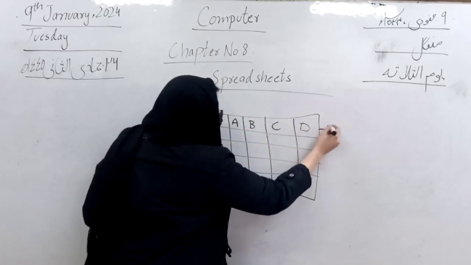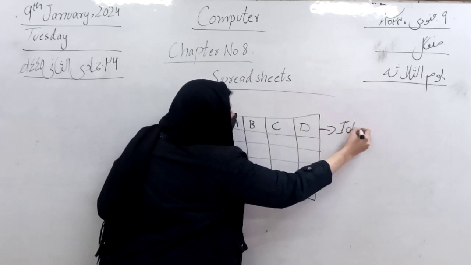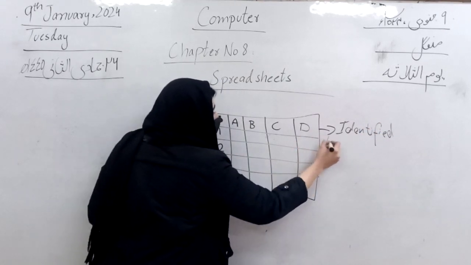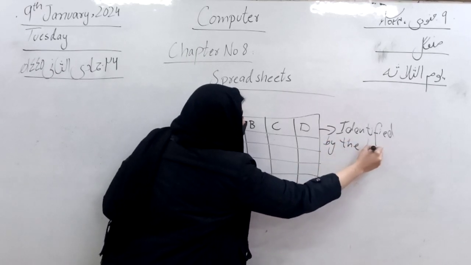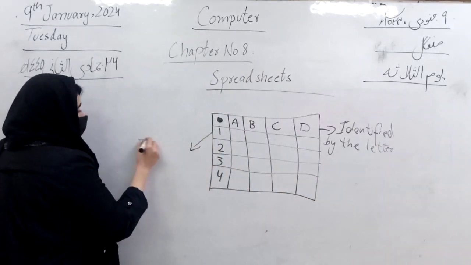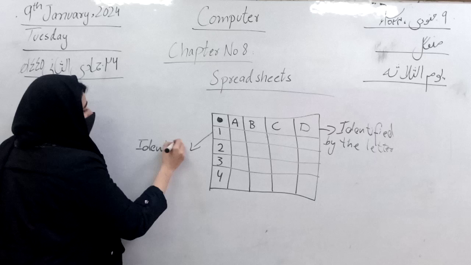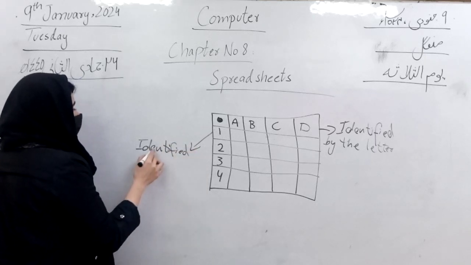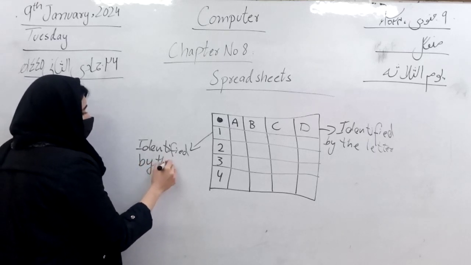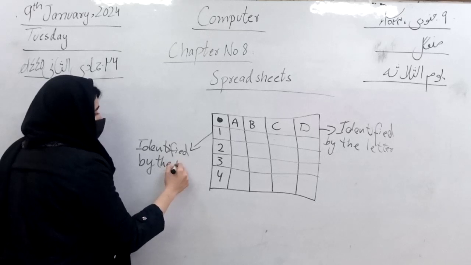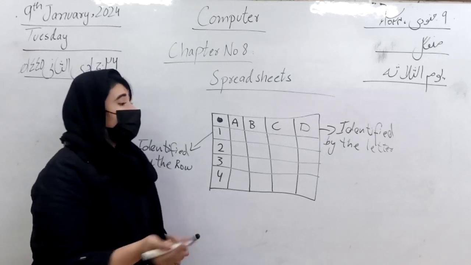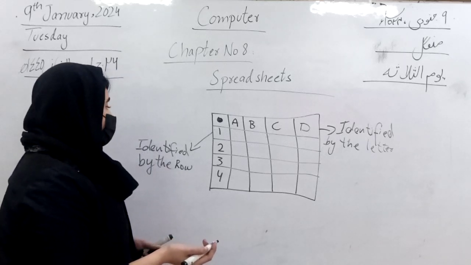So every column is identified by a letter, and every row is identified by a number. Or we can say that every row is identified by a number and every column is identified by a letter.